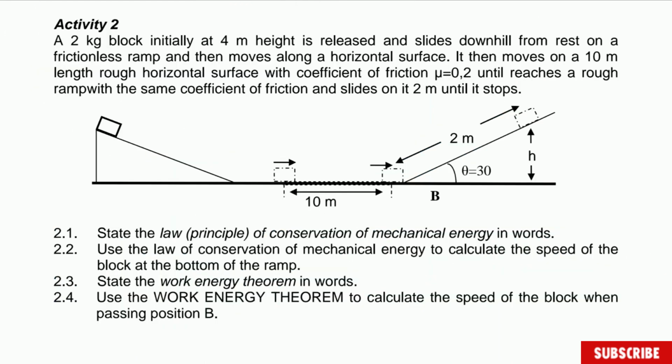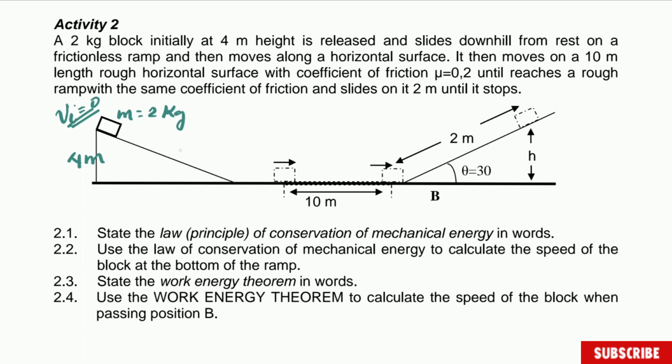Now, the next question says a 2 kilogram block initially at 4 meters height. So the height here, let's start adding the data, is 4 meters. And the mass of this block is equal to 2 kilograms, and note it's the same block all the time. Its release means that the initial speed is equal to 0. It's being released, moving downhill from rest on a frictionless ramp.